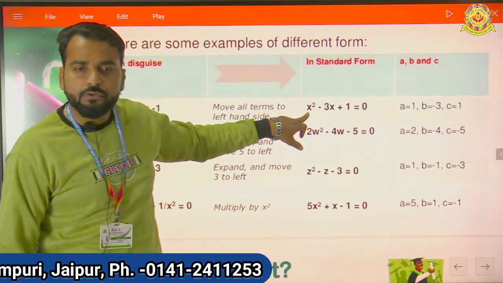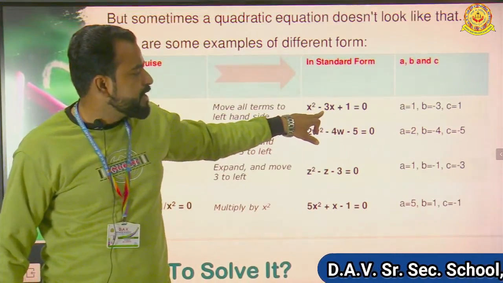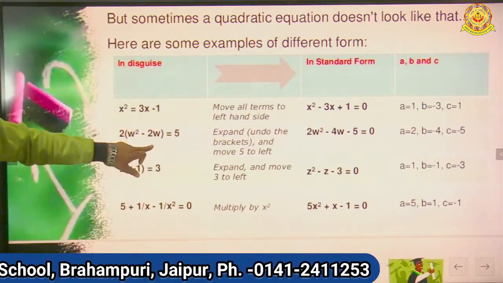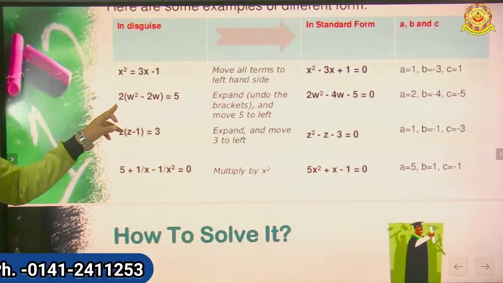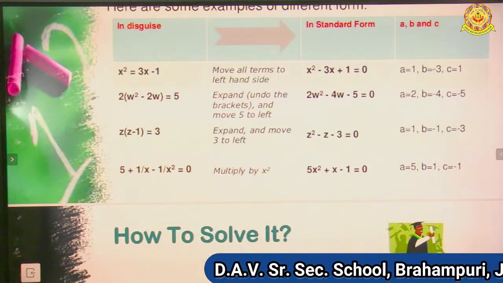A is 1, because x square has no coefficient, so that means 1. B value and c value 1. Okay, so by the same way we can multiply this 2 by the bracket and then transpose all the values. So what should be the a value here?